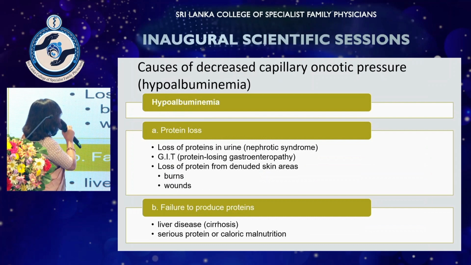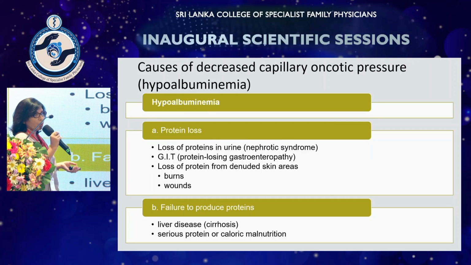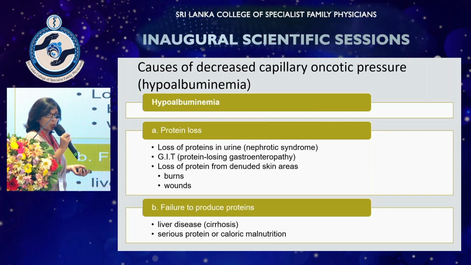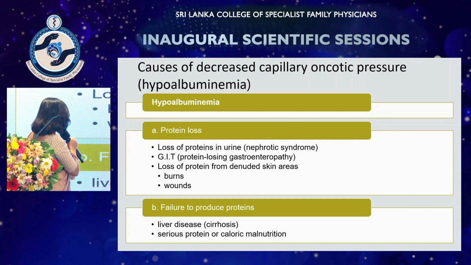Yes, these are the causes of decreased capillary oncotic pressure. It is very, very well known. Everybody knows that. Hypoalbuminemia is the main cause. And we can choose either protein loss or failure to produce proteins. As protein loss, there is loss of proteins in urine, nephrotic syndrome, and in the GIT, that means protein-losing gastroenteropathy, or loss of protein from denuded skin areas after burns or severe wounds. As well as failure to produce proteins in liver diseases like cirrhosis, or serious protein or calorie malnutrition.